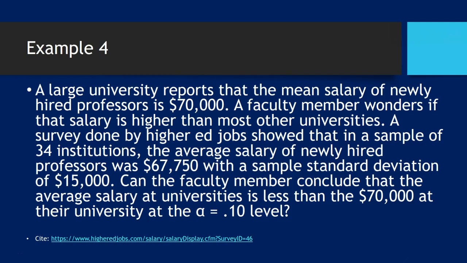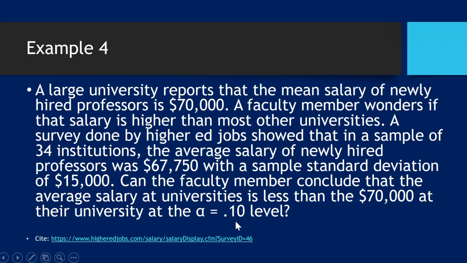All right, so hopefully you paused it and tried it. A large university reports that the average salary of newly hired professors is $70,000. A faculty member wonders if that is higher than most other universities. A survey is done, and in 34 institutions, the average salary was $67,750, with a sample standard deviation of 15,000. Can the faculty member conclude that the average salary at universities is less than 70,000?